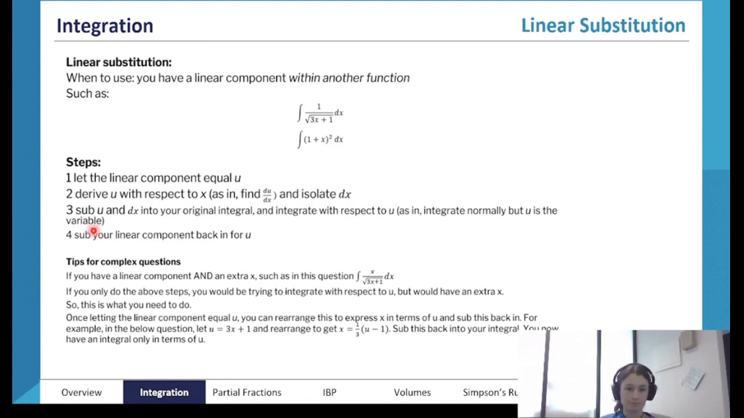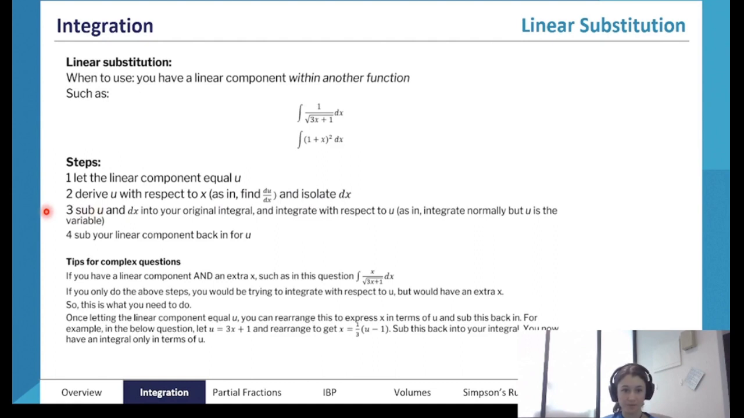So the steps for using linear substitution is firstly to let the linear component equal u. Now you don't actually have to let it equal u specifically, it just needs to be any letter that you're treating as the substitution, but I typically tend to use u. Once we've done that, we are going to derive u with respect to x, as in find du/dx, and then we are going to isolate dx. So don't worry if you're getting too mixed up with these right now, we are going to go over a few examples.